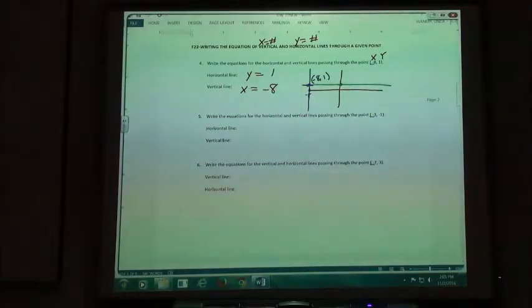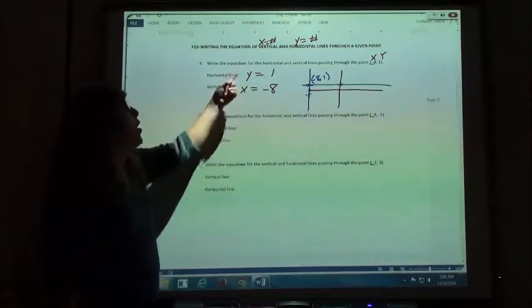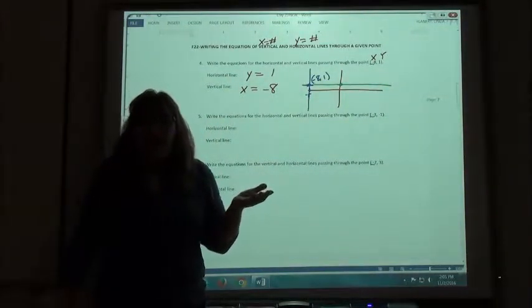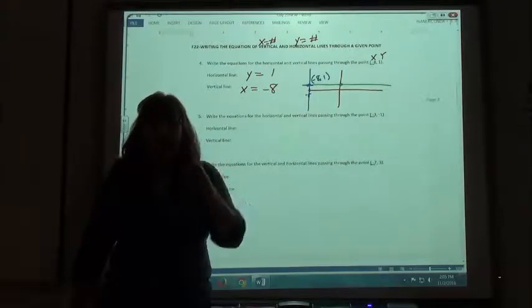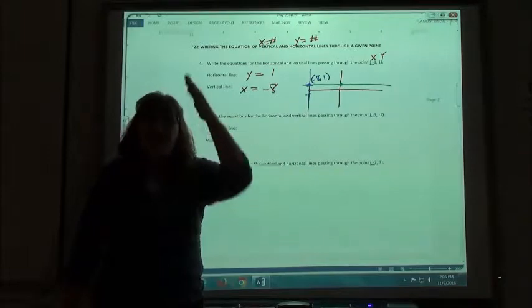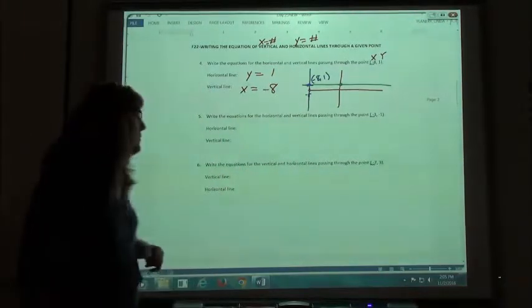Most common mistake I see people make is they just put 1 and 8 in. They didn't write the equation of the line, nor did they tell us which way the line had to go. I need to have the y equals to have a horizontal line. I need to have the x equals to tell me it's a vertical line.